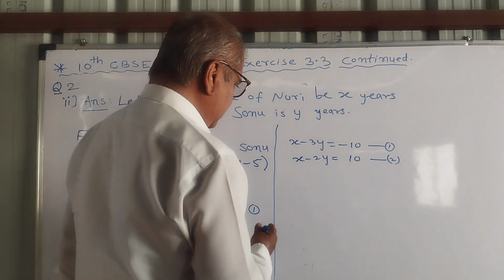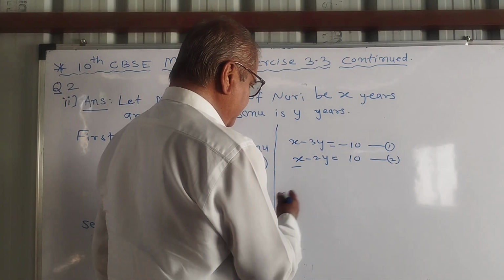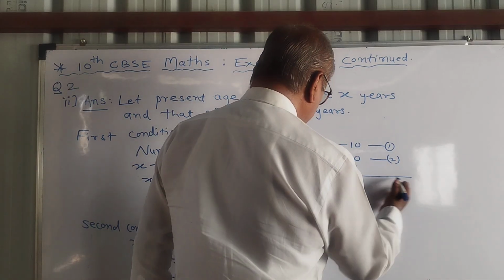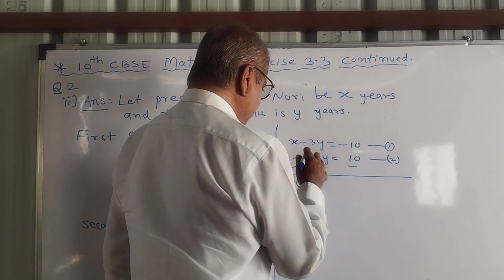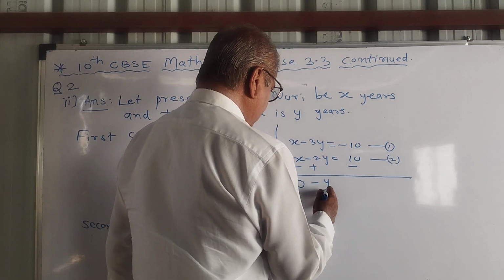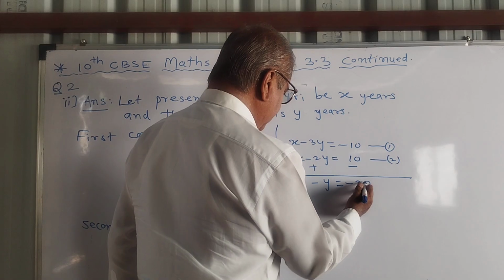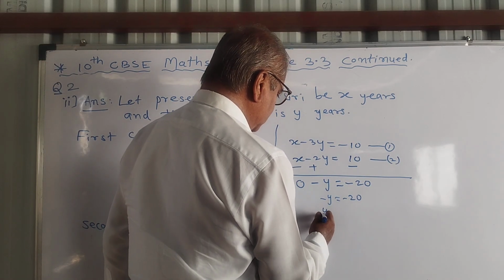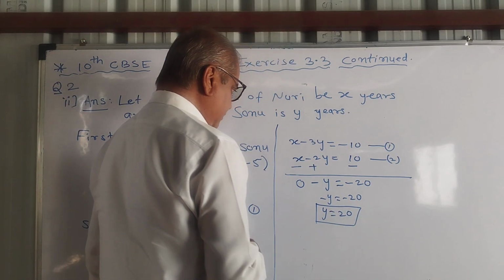Now the coefficient of x is already 1, same. So I need to change the sign only. Minus, plus and minus. So x minus x will be 0. Now minus 3y plus 2y is minus y is equals to minus 10 minus 10, minus 20. So minus y is equals to minus 20. So y is equals to 20. So Sonu's y is 20 years.